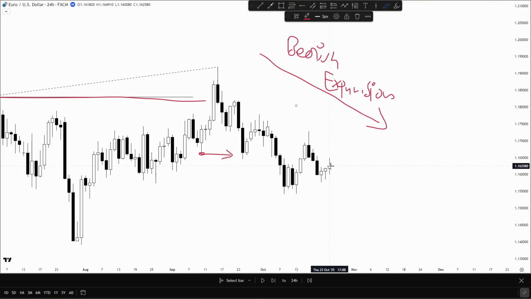Okay, are we going to have an expansion straight away from here, or are we going to first of all maybe rebalance a dealing range and then have an expansion, or are we going to take out this high and then have an expansion? Okay, we can have multiple scenarios, and now our job is to determine which scenario is more likely to play out. And how are we going to do that?